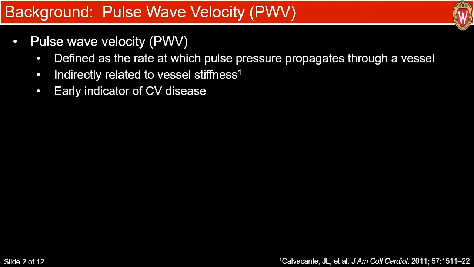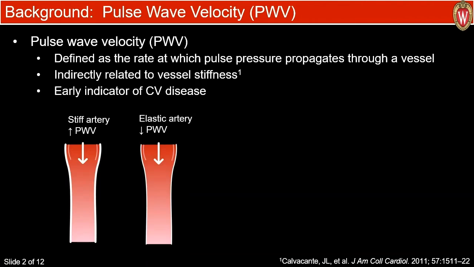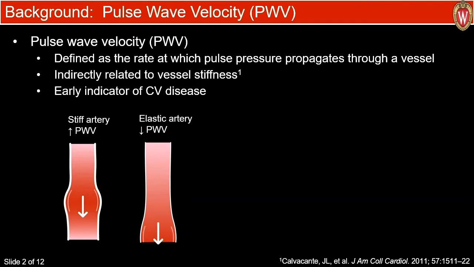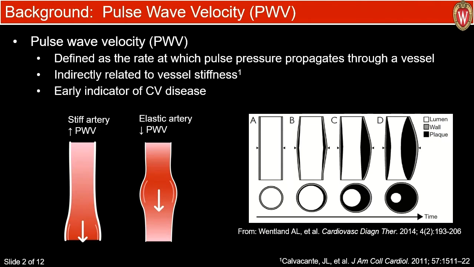Pulse wave velocity is a clinical biomarker defined as the speed at which a pulse pressure travels through a vessel. So, in essence, as arteries become stiffer, either due to vascular disease or from normal aging, pulse waves are conducted much faster compared to more healthy, elastic arteries.